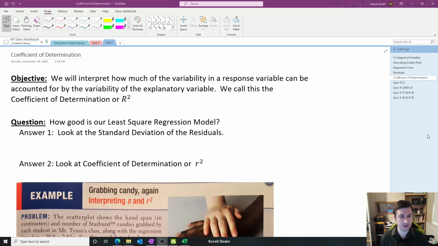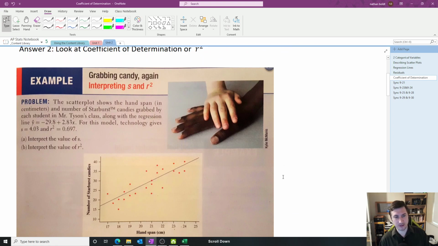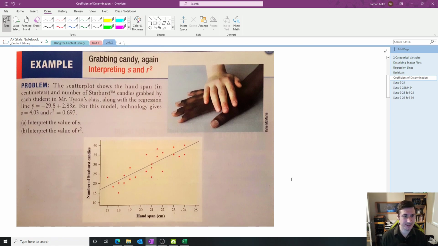So back to our great experiment here with grabbing Starbursts. Hopefully you remember this one. Mr. Tyson's class recorded data for how many Starbursts they could grab. They got this scatter plot. They got this regression line. And we need to interpret how good that regression line is. Now, we did the first one last time, interpret the value of S.